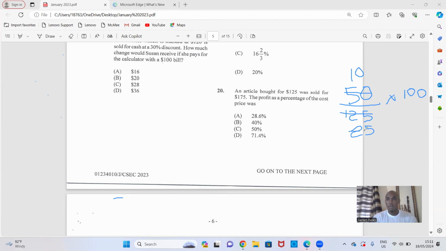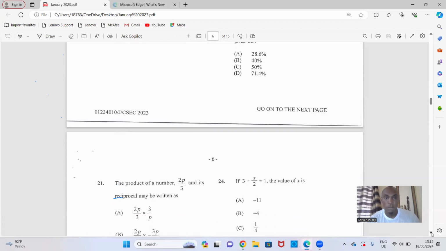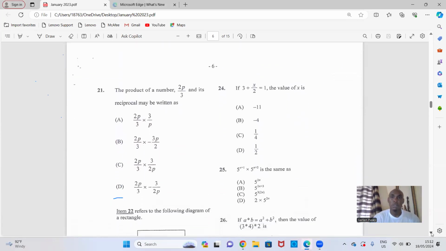Let's go again. 25 can go into itself 1 time. And 25 can go into 100, that's 4 times. So all we're left with is 10 multiplied by 4, which is equal to 40. So it means the profit as a percentage is 40. So it's 40% for question number 20. And we should get to some more not challenging questions, some questions that we should be able to do in less than a minute and a half. There you go. So these are very, very simple.